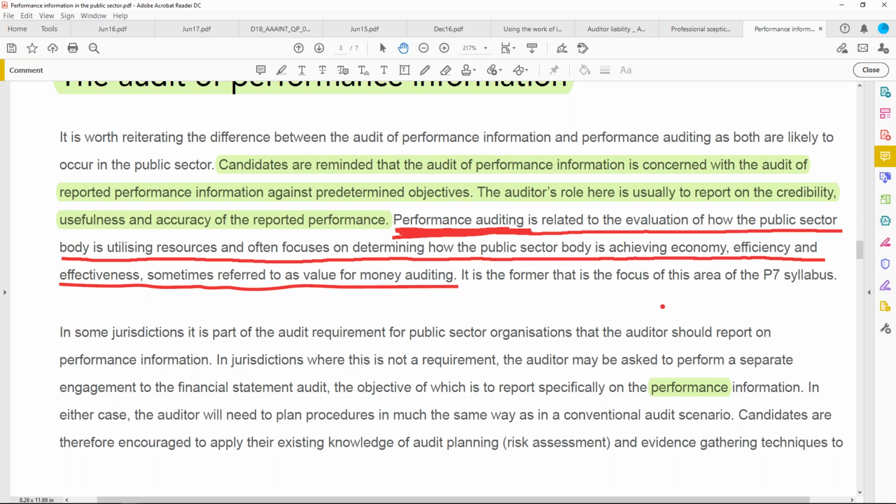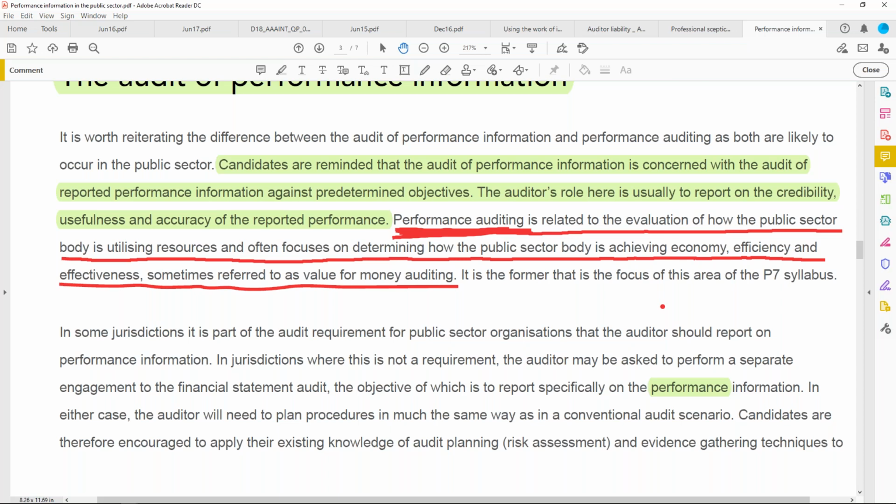Tongai, both are not examinable. What is former in the paragraph? In the paragraph, the examiner discussed first the audit of performance information, and later the examiner discussed performance auditing. So performance information was discussed first, and performance auditing was discussed later. But examiner is saying it is the former that is the focus of the P7 syllabus. So which was former? The former was before. Which was before? Which was covered by the examiner before? The audit of performance information.